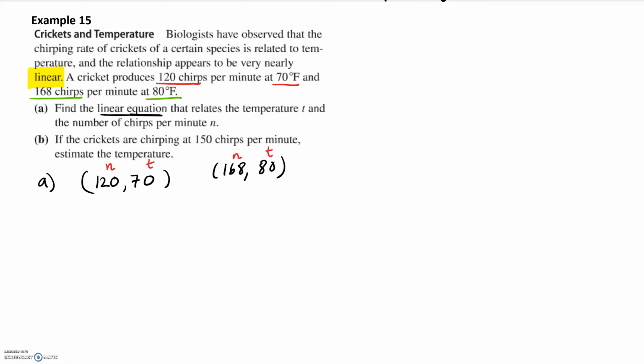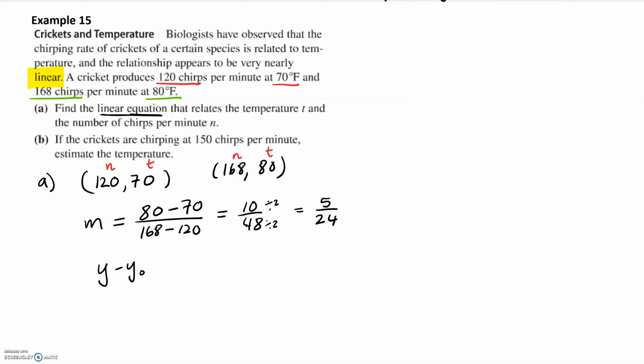Now let me go find the slope first. Two ordered pairs, find the slope first, then go find the equation of the line. So I'll do m equals second guy minus first guy in the numerator for the y values. In the denominator, second guy 168 minus 120 in the bottom for the x's. That'll be 10 over 48, and they're both divisible by 2, so that's going to be 5 over 24 as my slope.